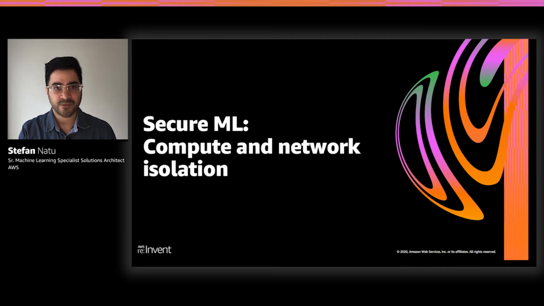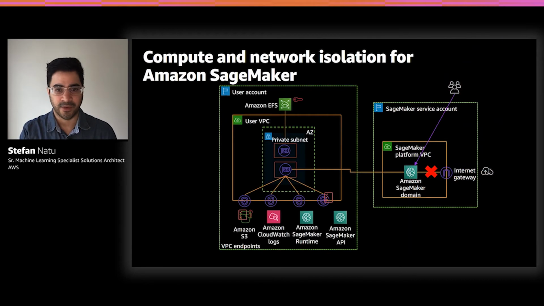So let's see how SageMaker now allows you to fully isolate your ML environment. SageMaker is a managed service. So SageMaker Studio notebooks by default are internet enabled, and the notebooks run in a SageMaker service account, which is managed by AWS. To isolate this from the internet, you need to turn off the route from the Studio domain to the internet gateway.